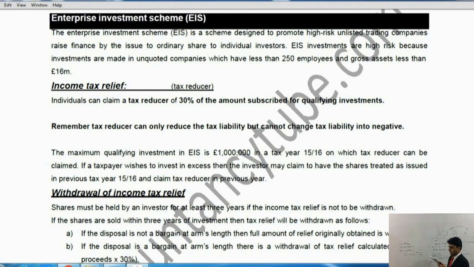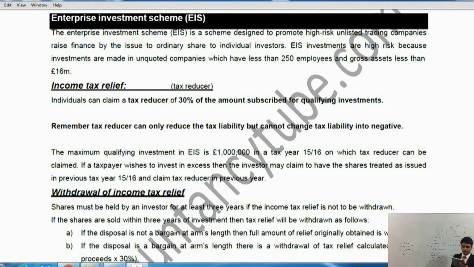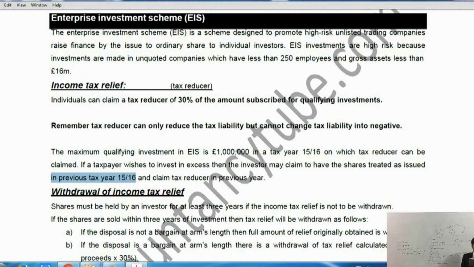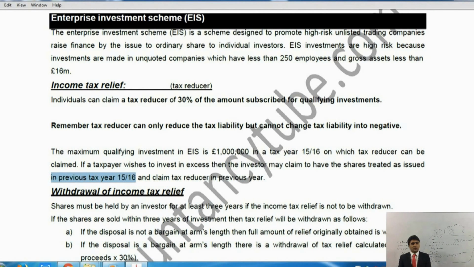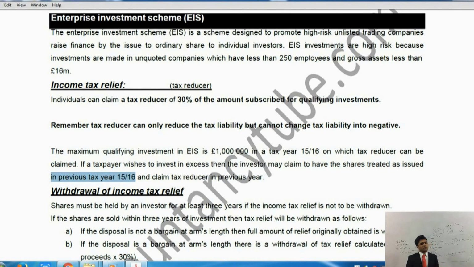There is a mistake here in the notes. If you want to rectify it, in the third line of these, what I just read, it says in previous tax year 15-16. It is not 15-16, it is 14-15, because previous tax year would be 14-15. So it will be treated in previous tax year 14-15 and claim tax reducer in previous year. So the maximum you can invest is £1 million, but if you want to invest more than that, the shares will be assumed to be treated as issued in the previous tax year, and you can claim the tax reducer in the previous year. Alright?